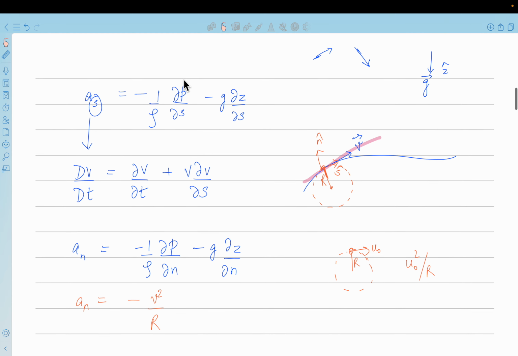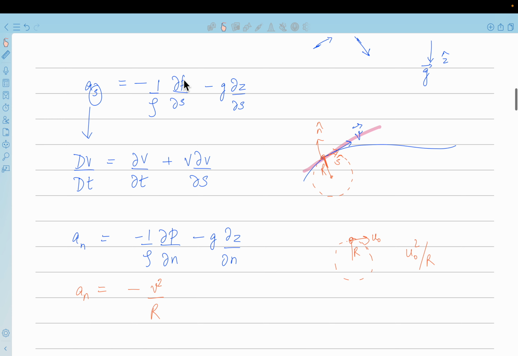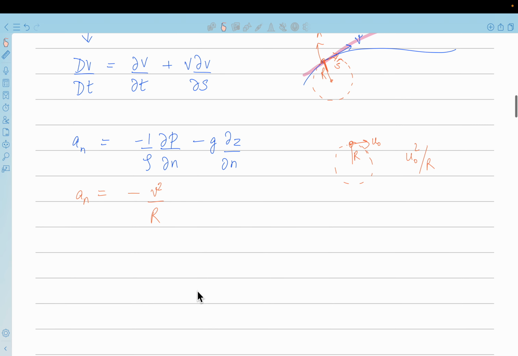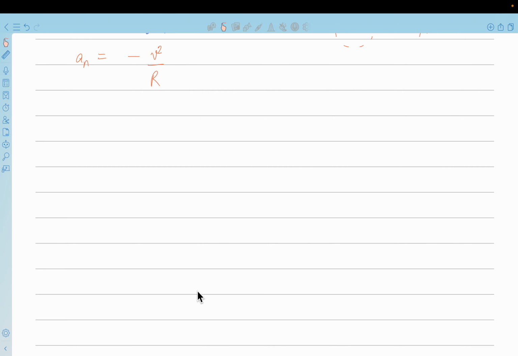No? Yeah. Minus g dou z by dou n. Okay. So there is a derivation actually for this. Let me see if I can do the derivation here. I'm sure this must have been derived in your lectures as well.